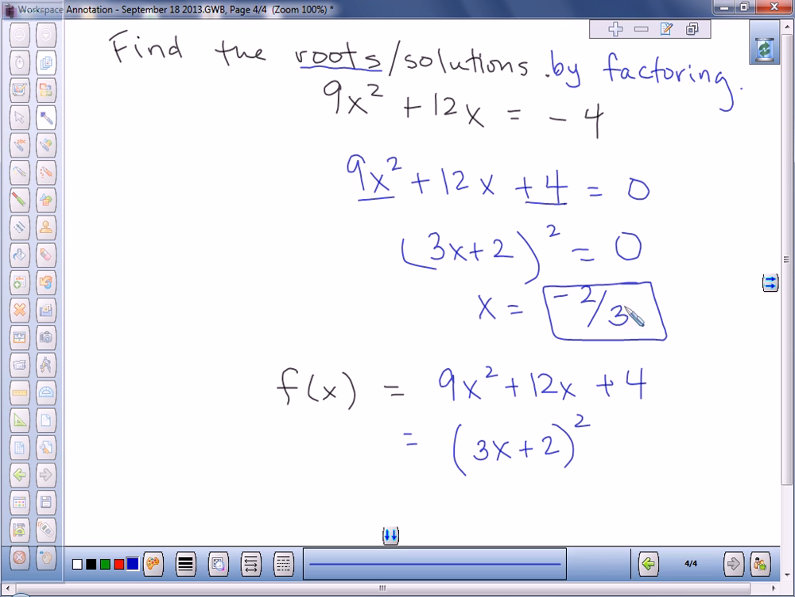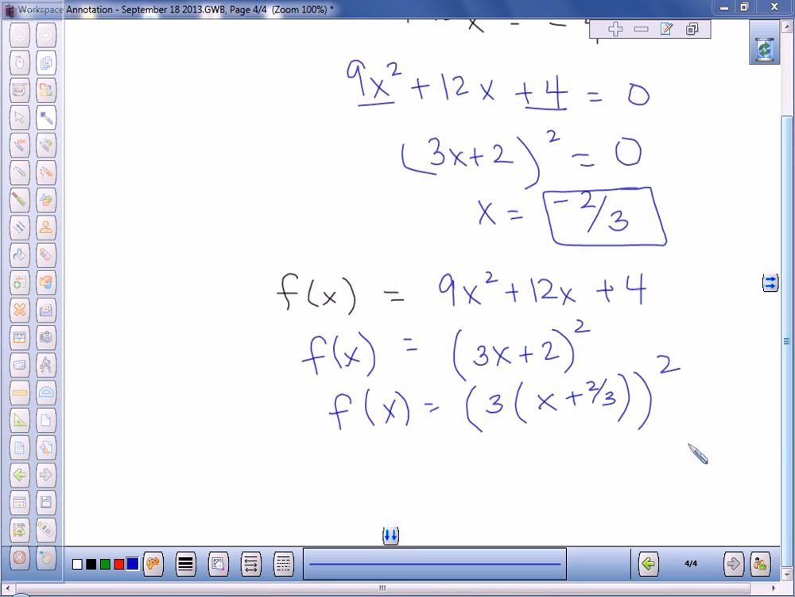This is the vertex. And if I wrote it in vertex form, I would have to factor this 3 out of here, and it would look like this. Do you see that the vertex is at the opposite of this, negative 2/3, 0? And this is a horizontal compression by a factor of 1/3. Okay, now this was bonus. This is what you need to know up here.